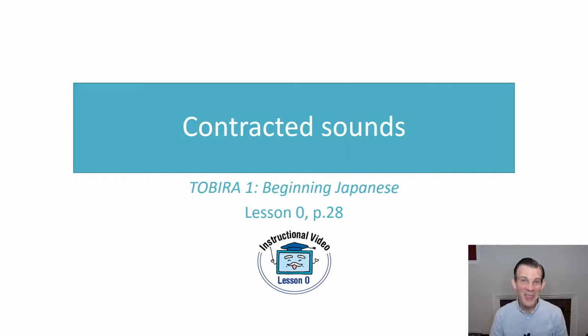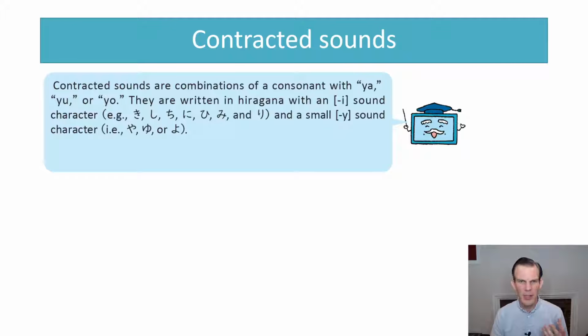Konnichiwa. In this video, we're going to be learning how to pronounce contracted sounds in Japanese and how to write them in hiragana. So first, what do we mean by a contracted sound? This is a combination of a consonant with either ya, yu, or yo. How these are written in hiragana is with an I sound character, ki, shi, chi, ni, etc., followed by a small ya, yu, or yo character.